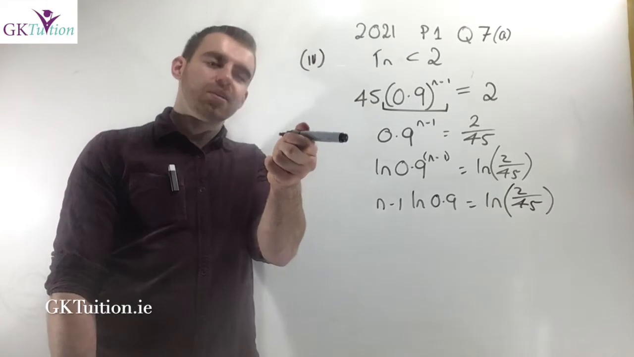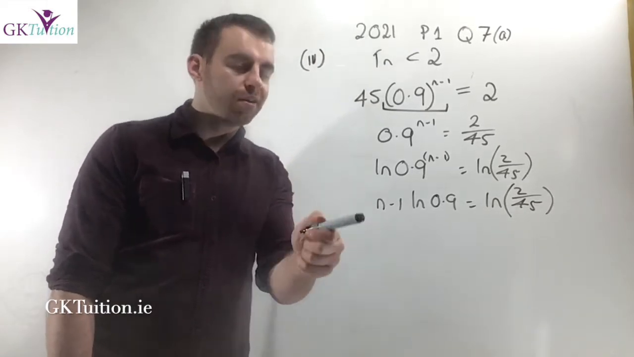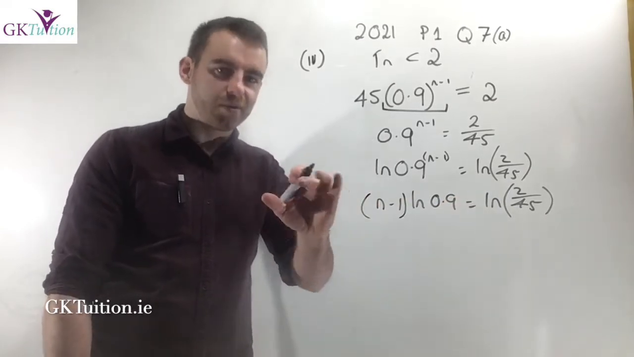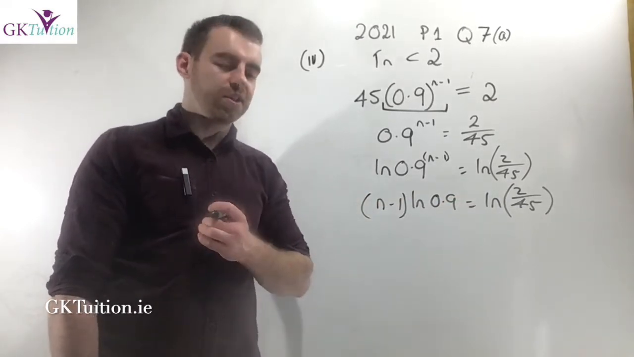So notice here the problem was the unknown is in the power. Now that's solved, because there's no more powers. The unknown is no longer in the power. So that's the point of what we just did.